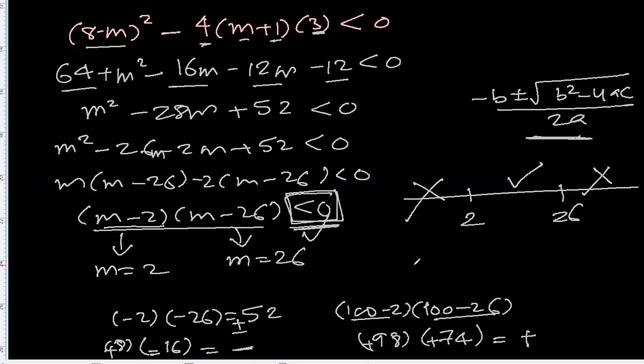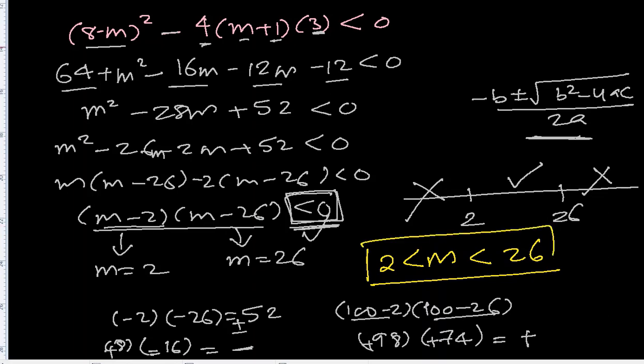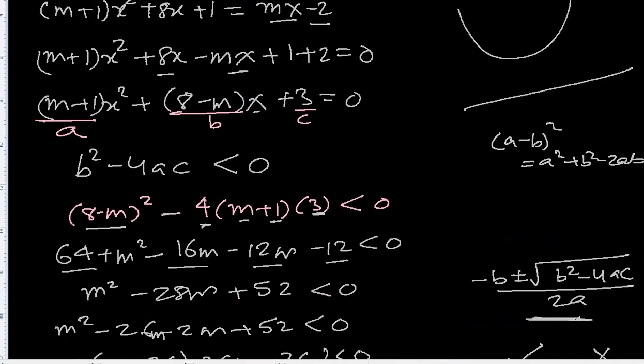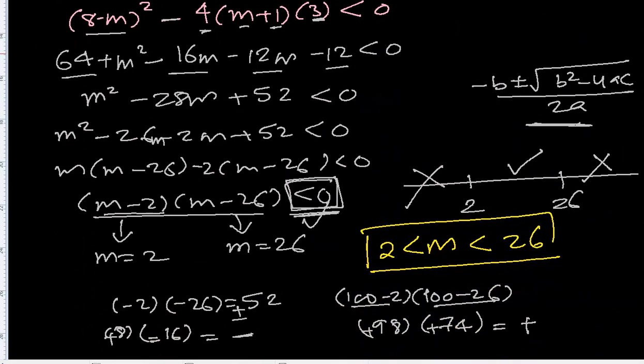Final answer for this particular inequality is that m is between 2 and 26 but not equal. Okay, this is the final answer. Let's see what they were asking in the question. Find the values of m, and the values of m are any number between 2 and 26, both excluded. Let's go to the next one.